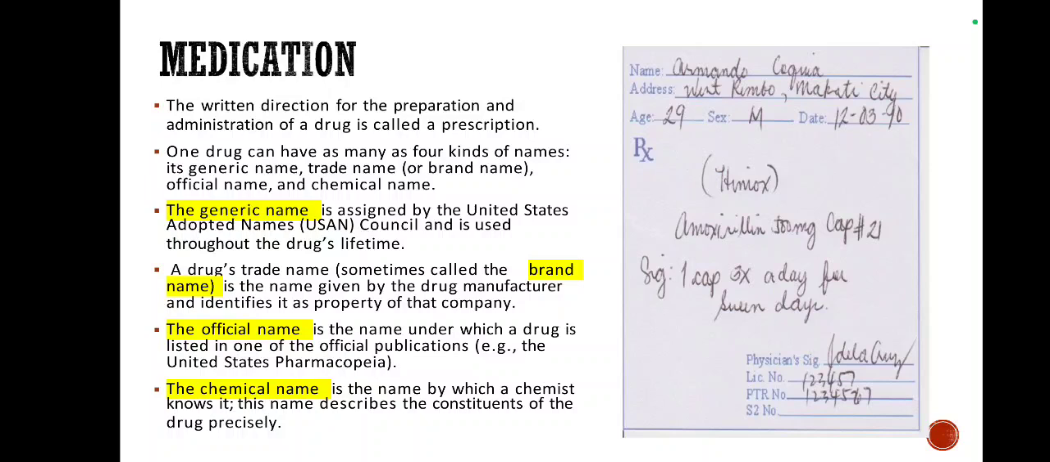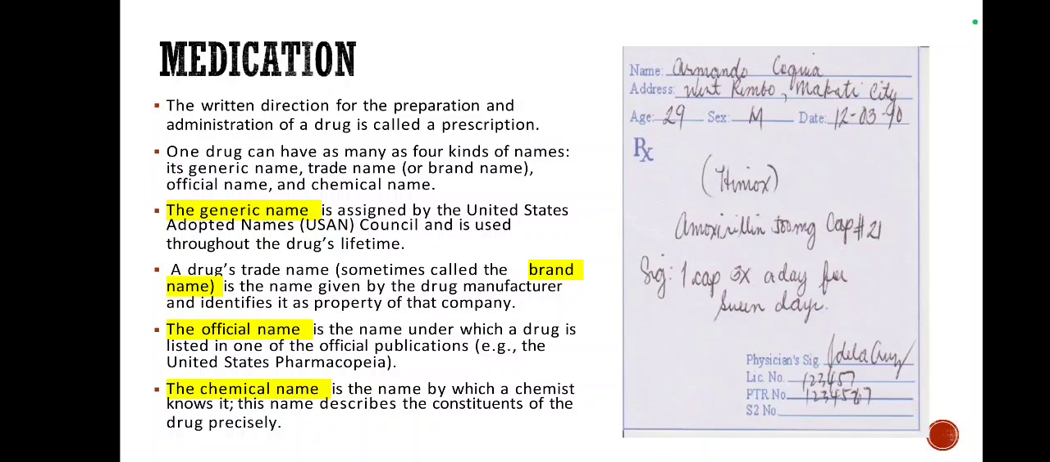So one drug can have as many as four kinds of names. First, they have the generic name, the trade name or brand name, the official name, and then the chemical name. The generic name is assigned by the United States Adopted Names or USAN council and is used throughout the drug's lifetime. The drug's trade name, also known as the brand name, is the name given by the drug manufacturer and identifies it as a property of that company.